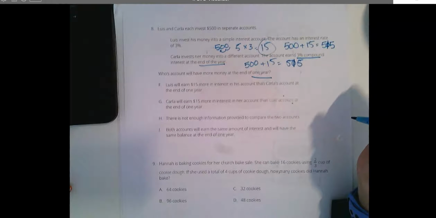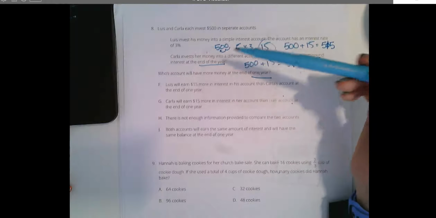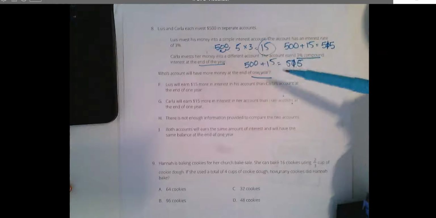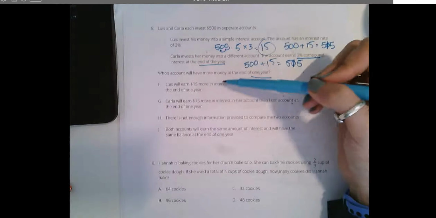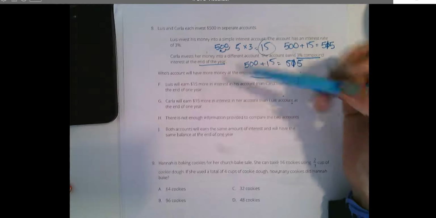So both of them are getting the same amount. If they keep it in longer, Carla's compound should get her more interest. But right now, not so much. So Luis will earn $15 more in interest in his account than Carla at the end of the year.